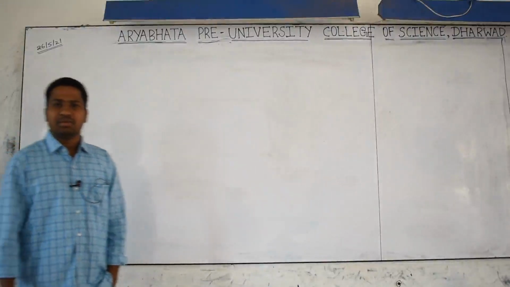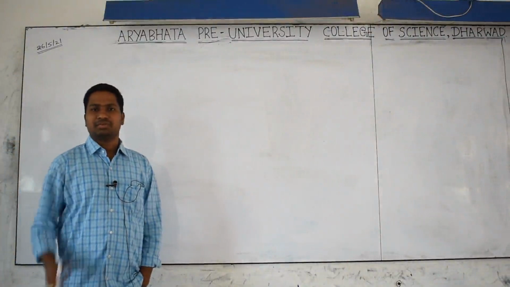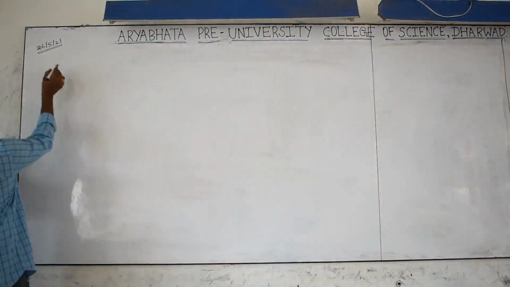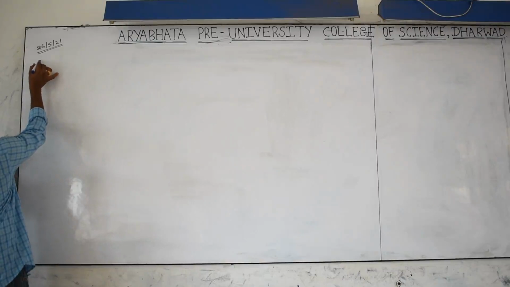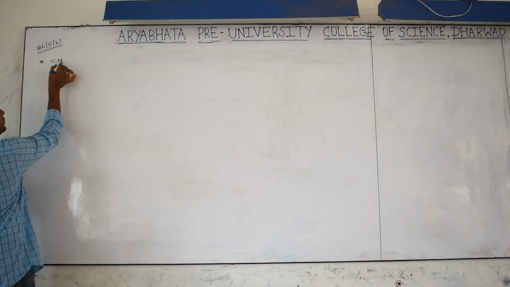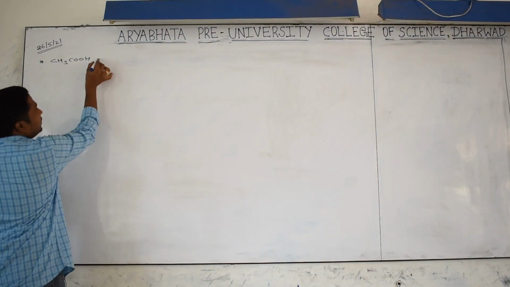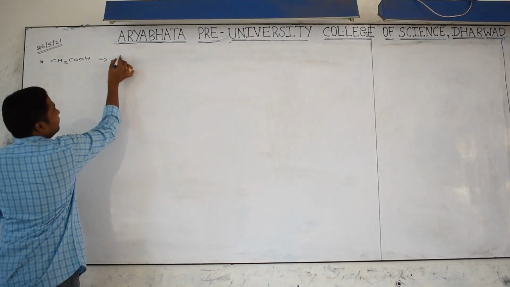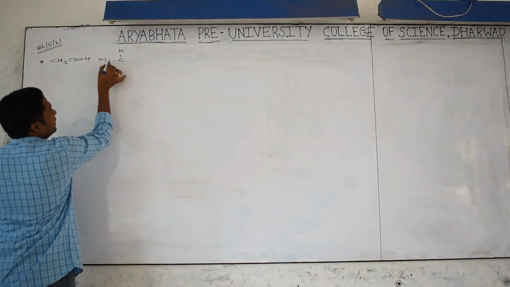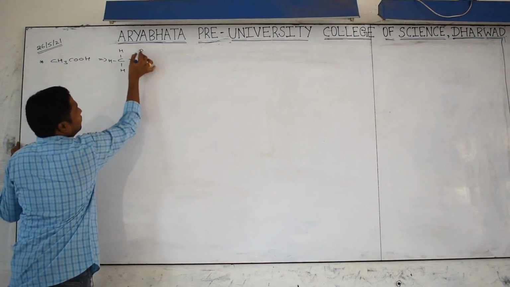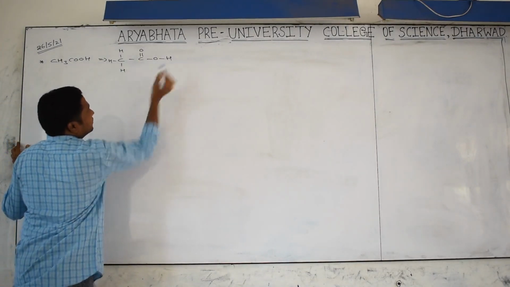We are discussing how to find out the oxidation numbers of different species. Yesterday we saw acetaldehyde. I will give you another example, acetic acid, CH3COOH. If you take the structure, you see carefully: CH, H, H, and C double bond O and OH.